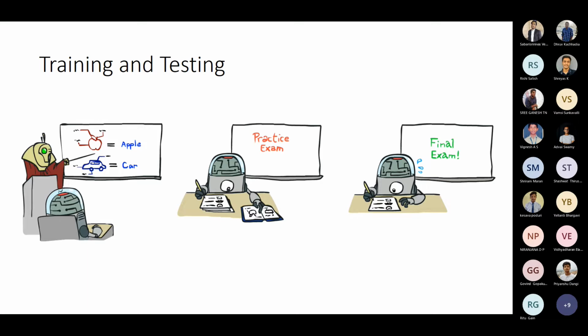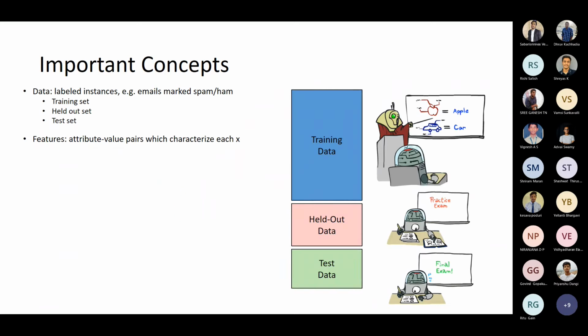So here in training and testing, it's a supervised model, right? So you give the apple and have the label, and then you do that, and then the practice exam is like your validation. This is your training, this is validation, and this is your final test, where you don't even have the sample. That validation set is called the held-out data set, and the final exam kind of scenario is called the test data set.